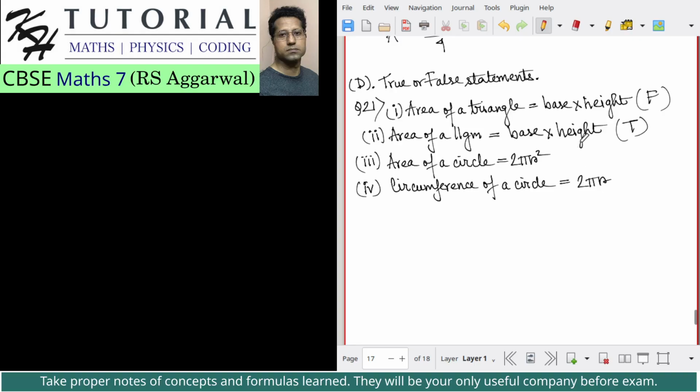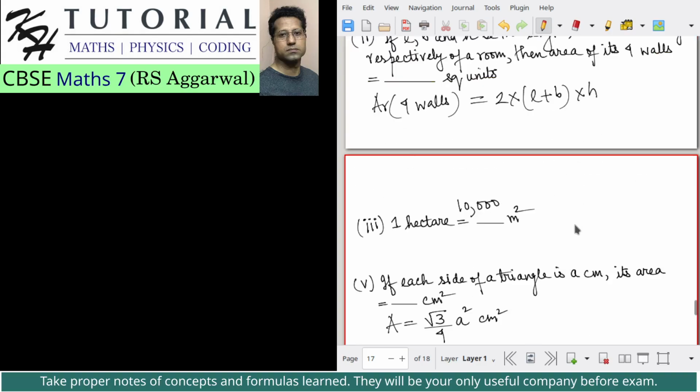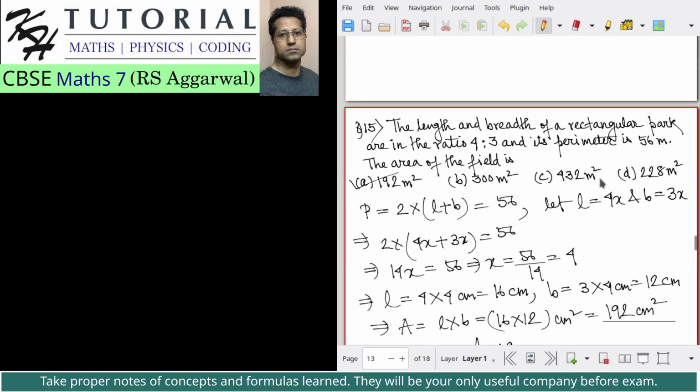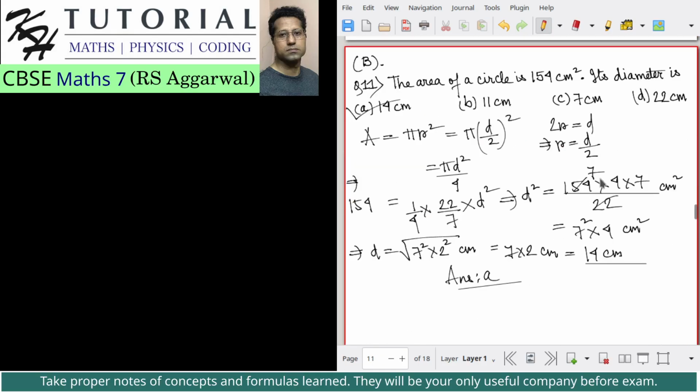Area of a circle is 2 pi square. This is false because the area of a circle is pi r square, where r is the radius of the circle. And finally, circumference of a circle is 2 pi r. This is true. So with this, it comes to an end in solving all the problems of test paper 20, which are not really that difficult, but quite straightforward questions based on the formula.